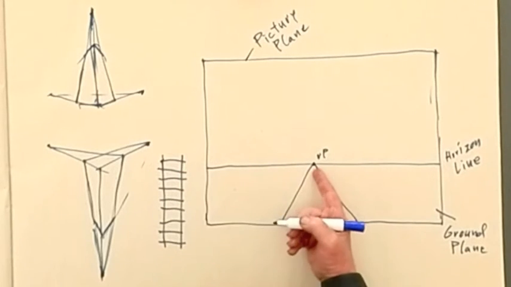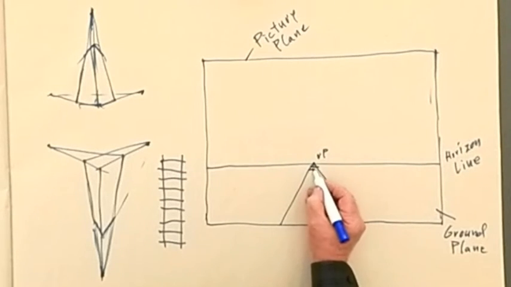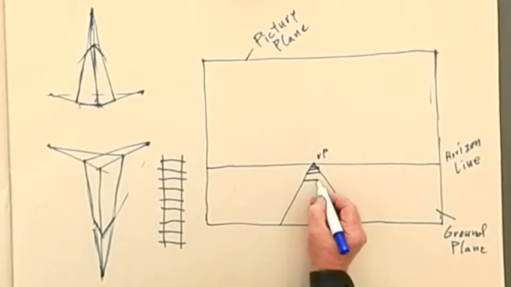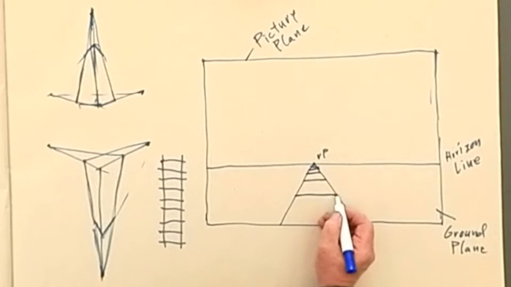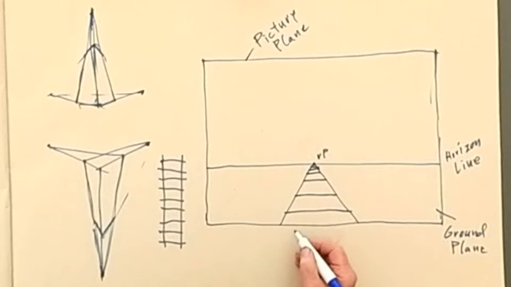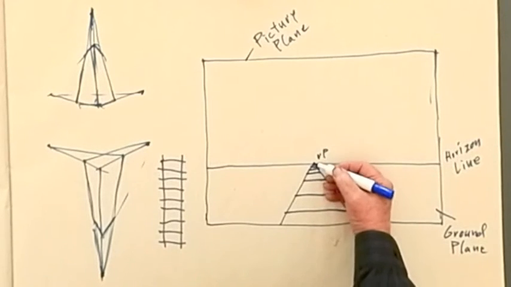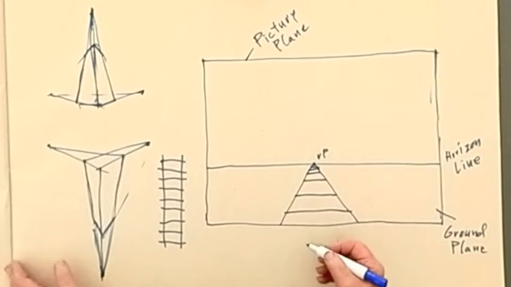I know a lot of you have probably drawn this before, if you had any drawing in school. And so things are going to the vanishing point. The tracks are getting closer together as they're further away.